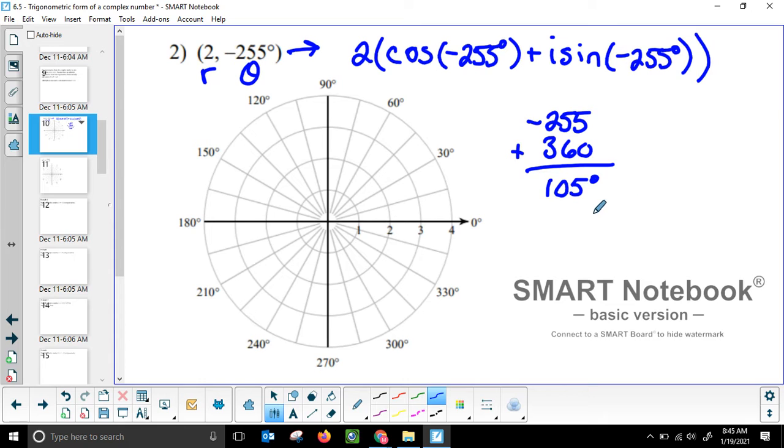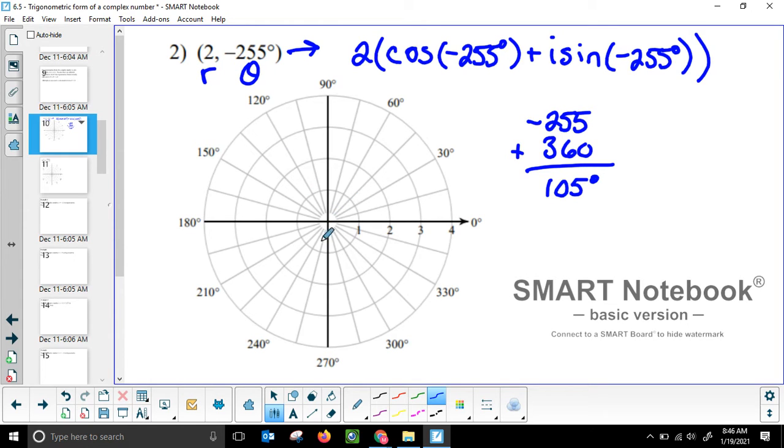105 degrees. So what we want to do is go to 105 degrees. So that would be right here. 105 is exactly halfway between 90 and 120. Of course, there's 30 degrees difference between here, so halfway between that would be 15, so this would be 105. And then we go 2.